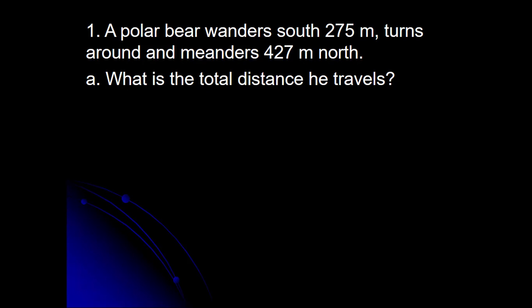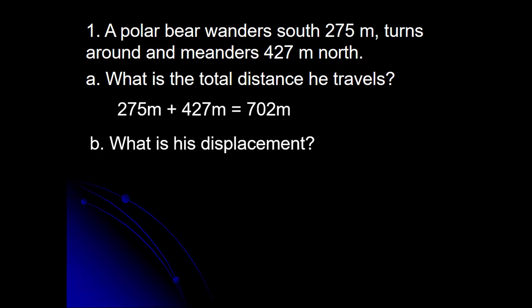Now what if we have a polar bear? We've got a polar bear wandering south, 275 meters. And he turns around and meanders 427 meters north. What is the total distance that he travels? So we're going to add those up. 275 plus 427 meters is going to be 702 meters.